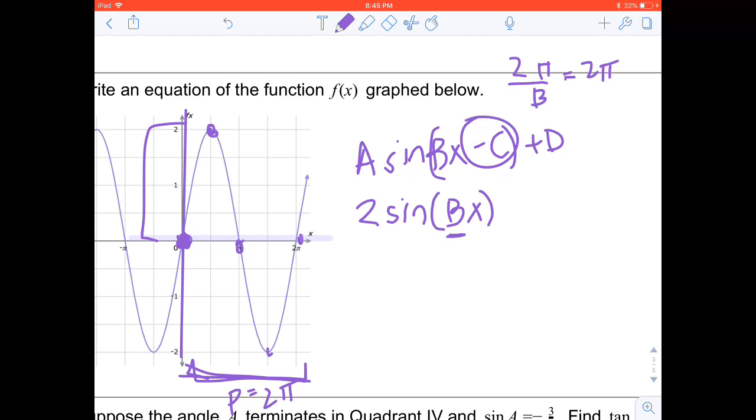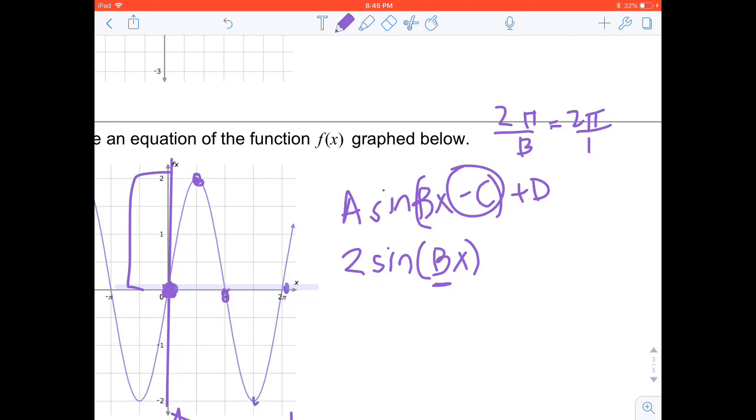What does that make our b? Well, it means our b has to be 1. And why is that true? Well, we can solve if we want to. I can cross multiply these. That'll give me 2 pi b is equal to 2 pi. And then when you divide by 2 pi here, we're going to get b is equal to 1. So our b is 1.